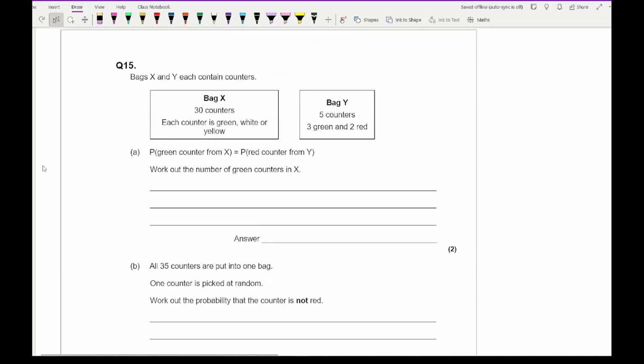Moving on to question 15, it says bag X and Y both each contain counters. Bag X has 30 counters, each counter is green, white or yellow. Bag Y has 5 counters and 3 are green and 2 are red. It says the probability of a green counter from X is the same as a red counter from Y. Work out the number of green counters in X. So here the probability of a red counter in Y is going to be 2 out of 5. So what I'm working out is 2/5 of 30. So 30 divided by 5 is 6, times 2, which is 12.